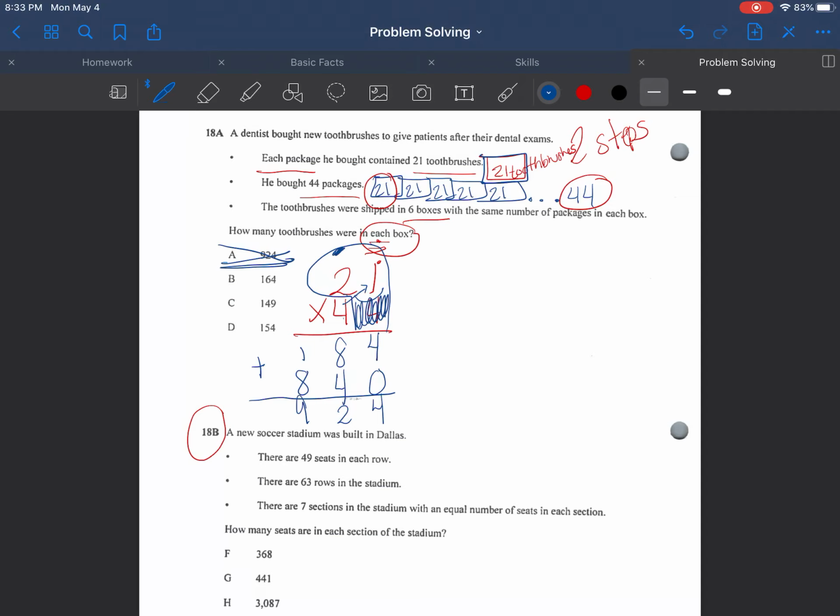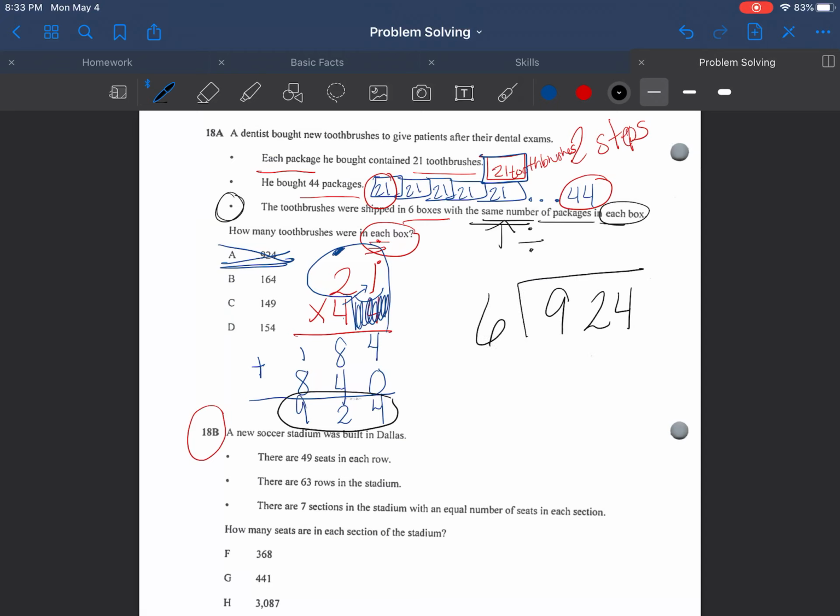But remember, we needed to do 2 steps because they don't want to know how many toothbrushes in all. He wants to know how many will be in each box. The third bullet reads, the toothbrushes were shipped in six boxes with the same number of packages in each box. Remember, same number means division. So that means we're going to have to take our total, which was 924, and we're going to divide by 6.